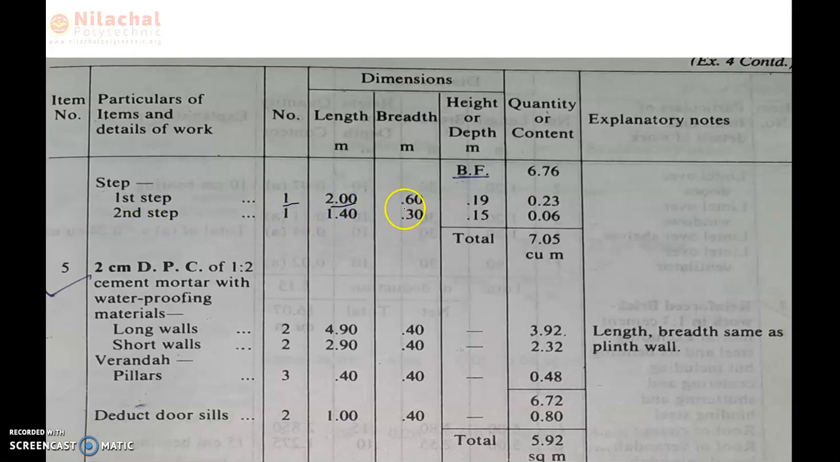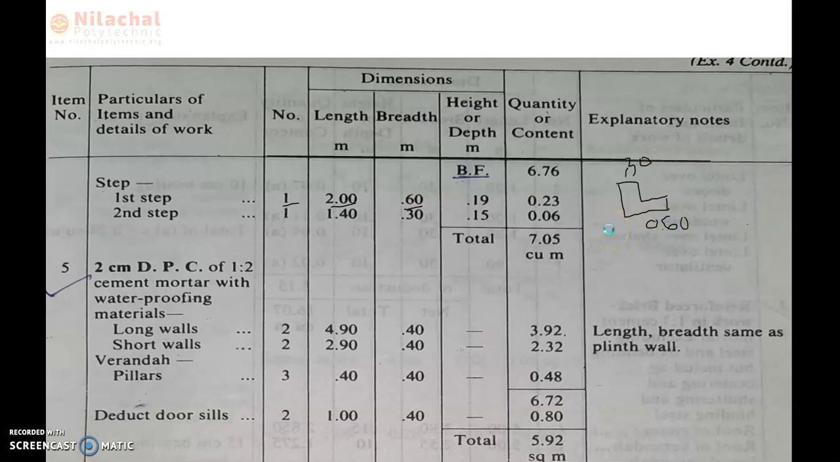The breadth is 0.60 because in case of first step, we consider it as 2 treads. The tread distance is 30 centimeter or 0.3 meter, so for 2 steps the total value is 0.6. So breadth is 0.60 meter. Then after that, we go to the height of the first step.